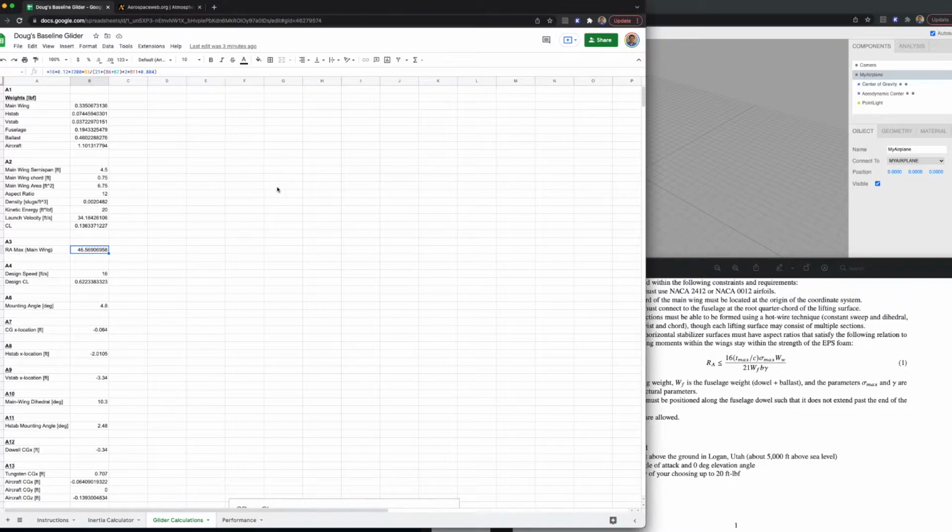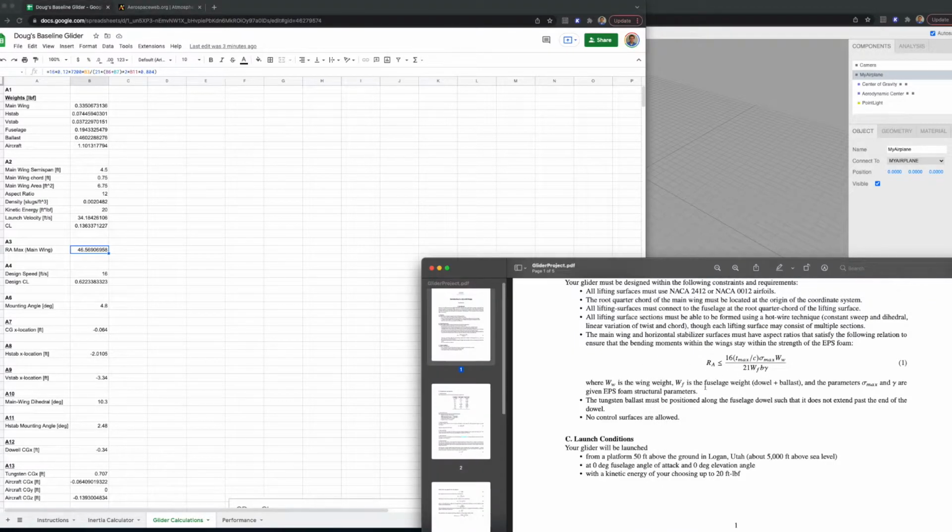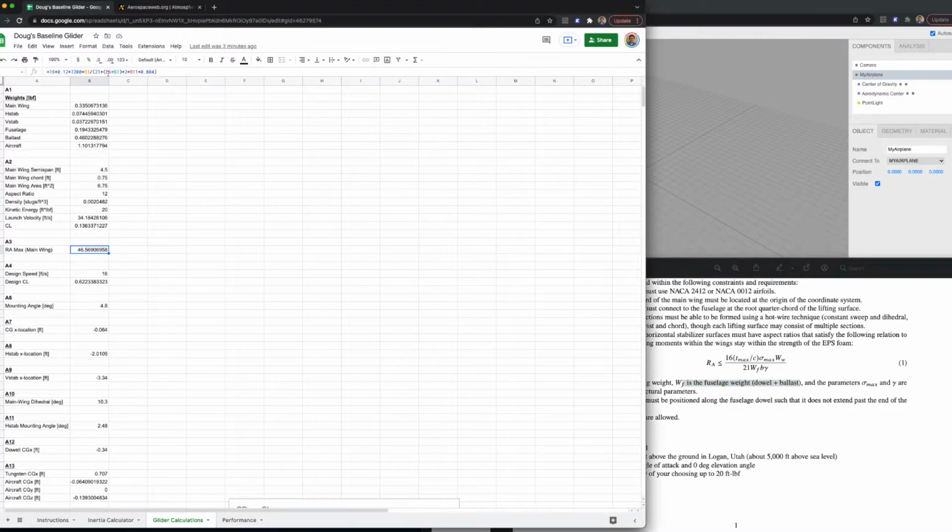Then sigma max is 7,200. That's given to us later in the project. Weight of the wing, W sub is B3. So I had computed the weight of the wing up here. So that's the 0.335. So that's right there, the B3. And then we're going to divide that by 21 times the weight of the fuselage. The weight of the fuselage, remember, is the fuselage weight, the dowel, plus the ballast. So in here I'm using B6 plus B7. Those are the weights of these two, fuselage and ballast.